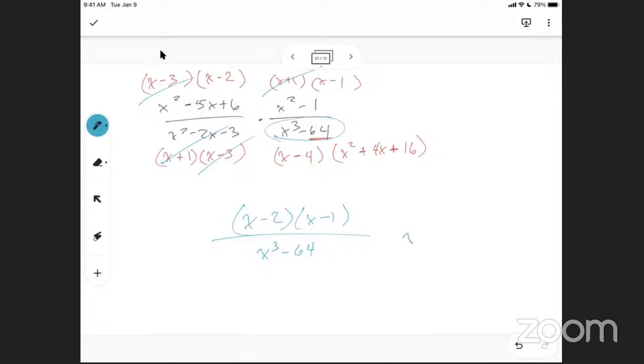And you say x does not equal negative 1 and positive 3. Okay, makes sense. Good. All right, that's some hard work.